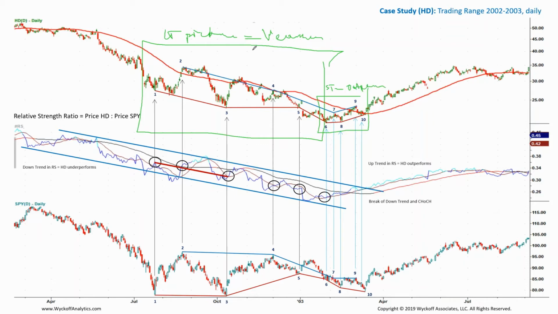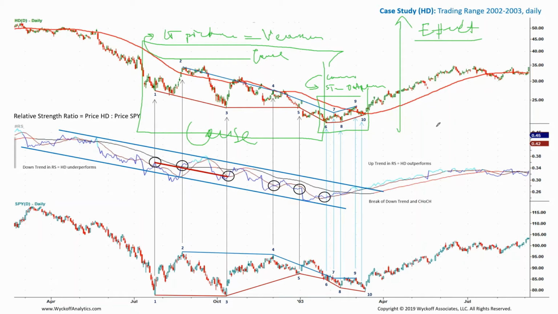So if this is the cause for long-term and this is the cause for short-term, then what should happen next with the leadership? And this is all causality, right? So if this is the cause, then what should happen on the effect side of things? With price, hopefully prices will go up.